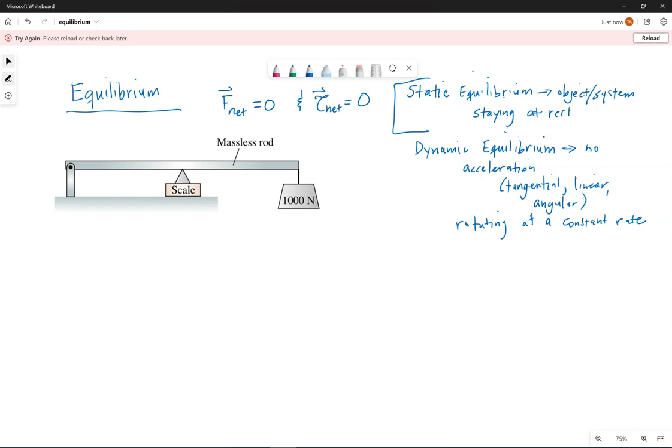In this section on forces, we looked at problems where the net force was zero, but we were pretending the objects were all essentially particles, so we weren't needing to account for any rotation. Here, though, this massless rod is holding the 1,000 Newton mass at the right end. There's a scale in the middle, a pin at the left end.